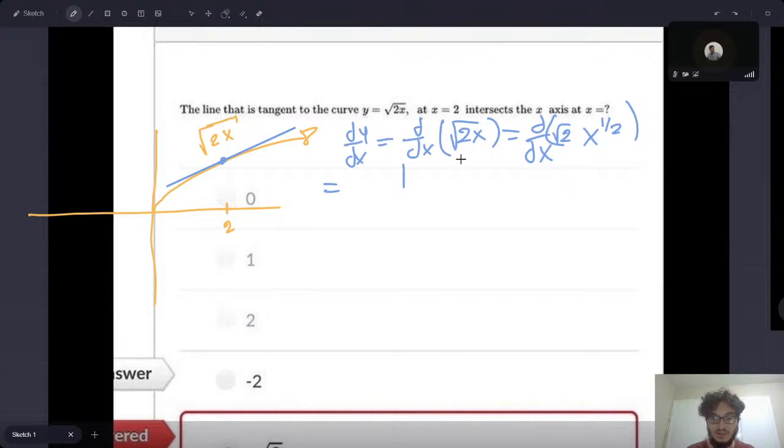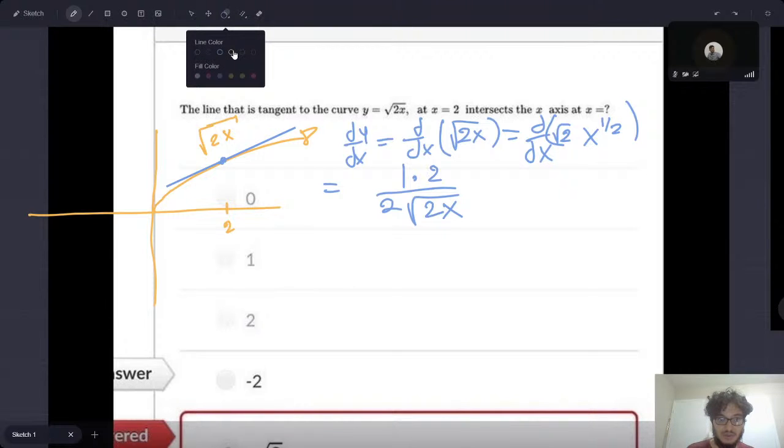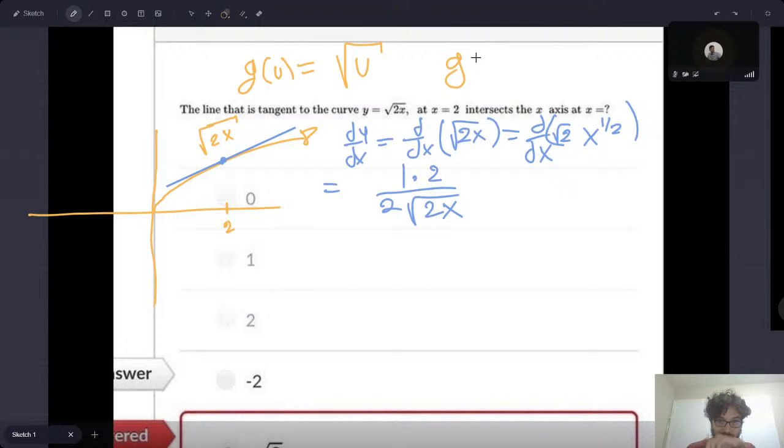So you got to take the derivative of the inside first, right? You remember that, because there's a chain rule. So you take the derivative of the inside first, you get 2, so it's going to be 1 times 2 divided by 2 times the square root of 2x. Don't forget that the chain rule is important here, because the square root of u is a composite function g of u. Never mind, just forget that.